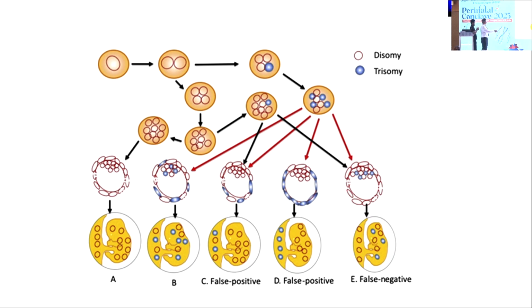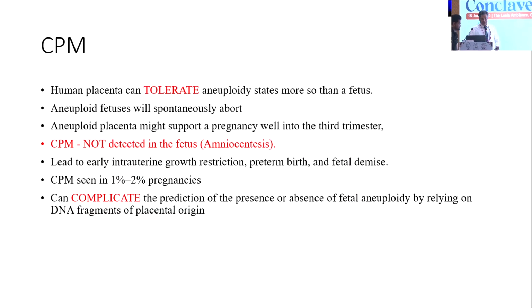Here we identify that there is a mosaicism in both of these, right? So this is the background. Now this is what we call a CPM. The placenta can tolerate the CPM, but this CPM is not detected in the amniocentesis, right? And if the baby is aneuploid, the baby is anyways going to abort spontaneously. Aneuploid babies will spontaneously abort.